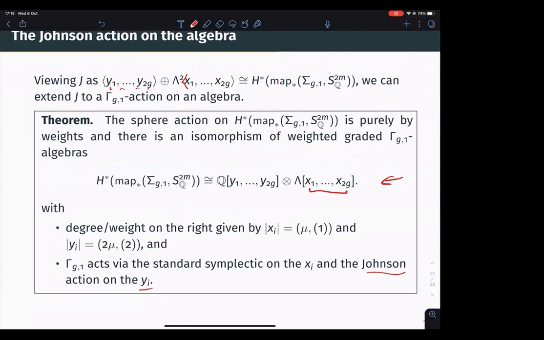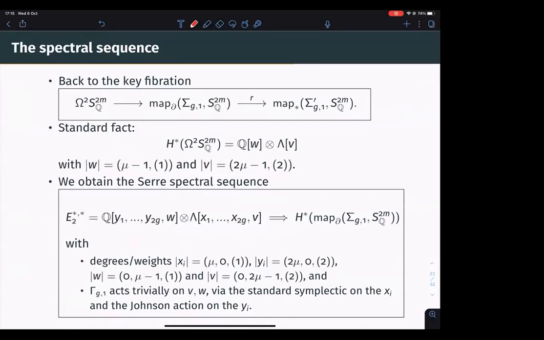Okay, so let's accept this and let's go to step 2 of this argument. We're going back to the key fibration here, and we now know this with this gamma G1 action and weights. This bit here is the double loop space of the sphere. That's polynomial on W tensor exterior on V, where W now has degree mu-1 and V degree 2 mu-1. Sorry, these were the degrees, and weights are still 1 and 2.